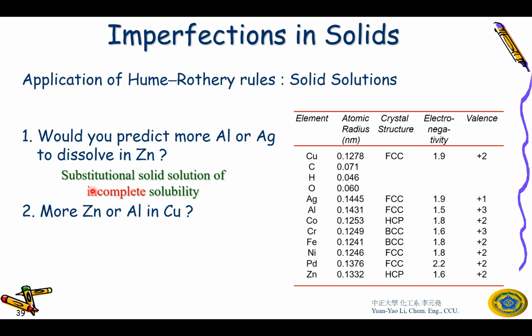So for substitutional solid solutions with incomplete solubility, it's not 100%, not in all proportions, but this can dissolve partially in zinc, and this can dissolve partially in zinc. And which one is better? For question 2, you understand copper and nickel can make a perfect complete solid solution.